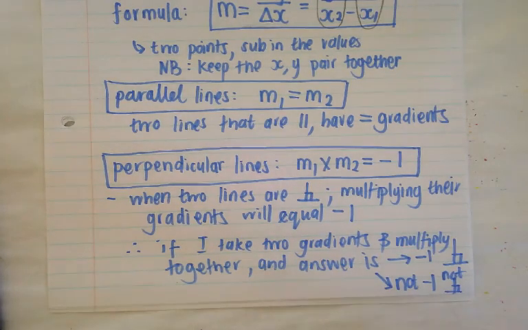So when two lines are perpendicular, multiplying their gradients will equal negative 1. Therefore, if I take two gradients and multiply together and the answer is negative 1, then they are perpendicular. If the answer is not negative 1, they are not perpendicular. As simple as that. So if I had to ask you, is AB perpendicular to DC, I need the gradient of AB, I need the gradient of DC. Is the answer of the product negative 1? Yes, they are perpendicular. We'll do an example after our notes.